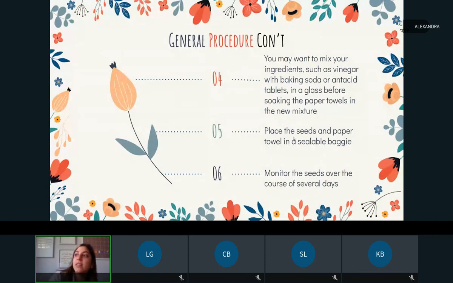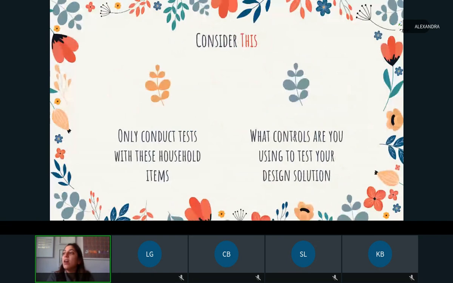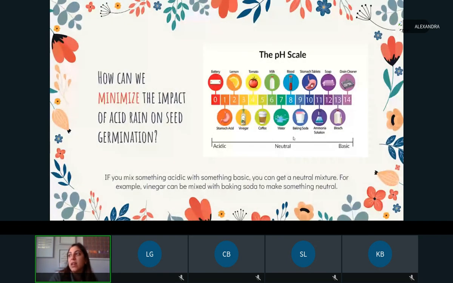Now I'm going to go back to this image. These are a couple of examples. These are pretty household items: soap, bleach, some sort of ammonia, baking soda. You're not going to test blood. Blood is off limits. Absolutely no blood. None whatsoever. Okay? None of that. But you can start to look, okay, milk is a little basic, right?